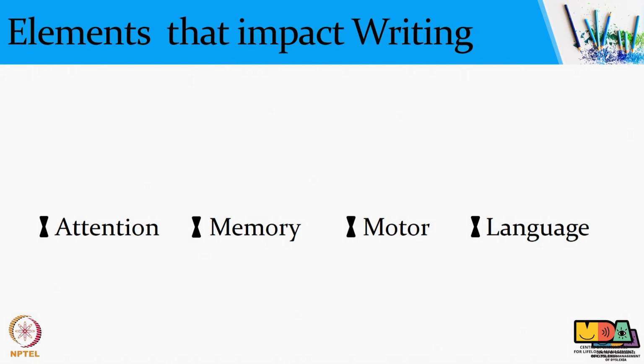Now, let us understand the 4 important elements which affect the child's ability to write. The first one is attention, the second one is memory, the third one is motor and the fourth one is language. Now, let us discuss each of these independently to understand what kind of difficulties a child with specific learning disability would have.